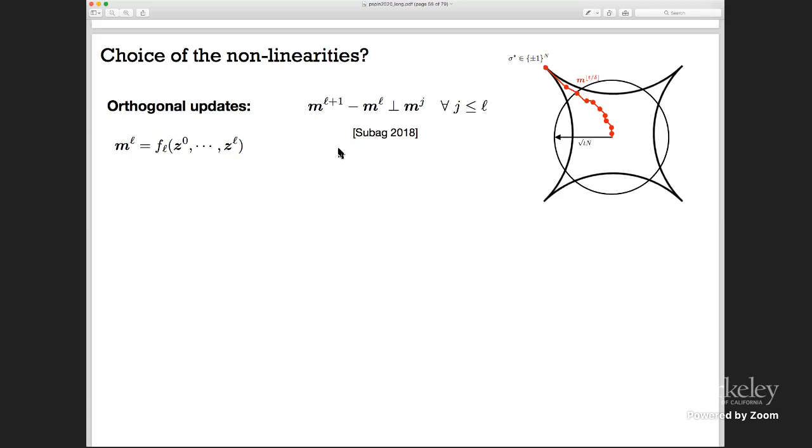This is due to Eliran Subag. The idea here is to choose the functions F in order for the increments in the M's, so M_{l+1} minus M_l, to be orthogonal to the past iterates. Okay, so this is the new ingredient that I'm introducing.